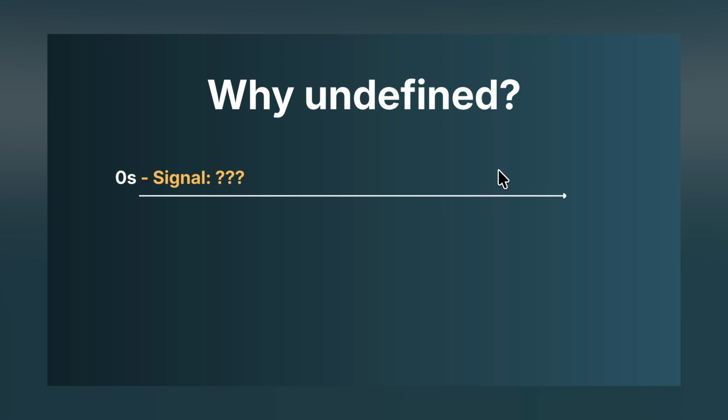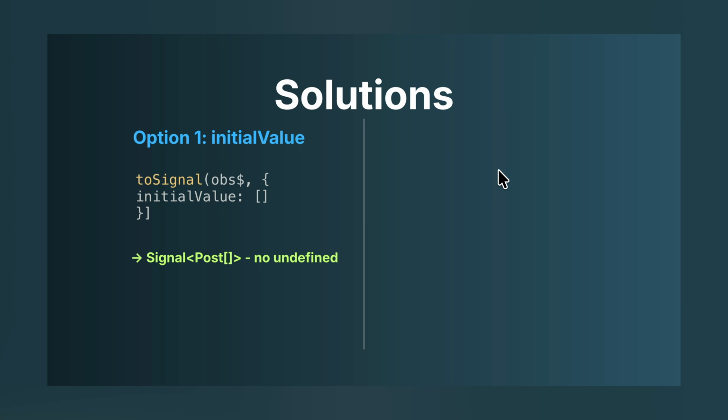Here's a question. What is the value of the signal before the observable emits? Observables are async. There is a delay, a network request, whatever. But signals always have a current value. Angular needs to know what to put there. That's why toSignal returns Signal<Type | undefined> by default. Before the first emission, it's undefined. You have 2 options to change this. If you have a good default, use initialValue. Perfect for arrays, strings, numbers, anything that has a sensible empty state.